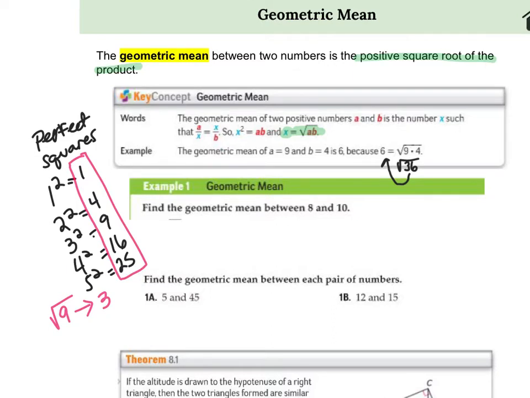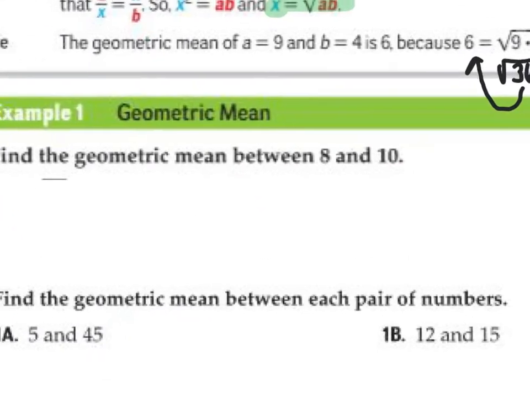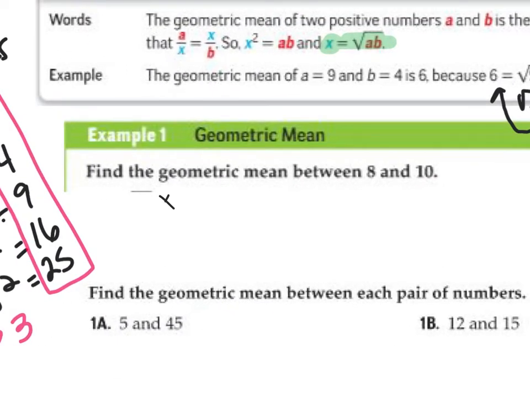So find the geometric mean between 8 and 10. All right, I know that my geometric mean is the square root of the product, so square root of my two numbers multiplied together. For the purpose of working with these geometric means and right triangles, we want to simplify our radical as much as we can. Okay, we're not just going to plug it in a calculator and get a decimal. We are going to actually simplify these down to the most simple form.